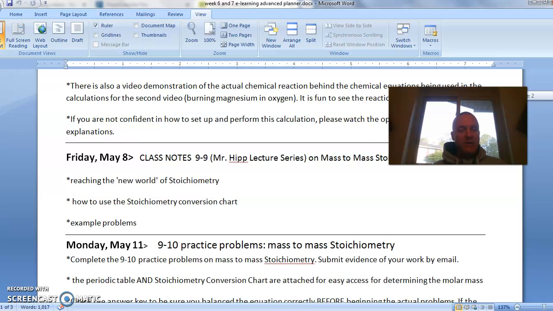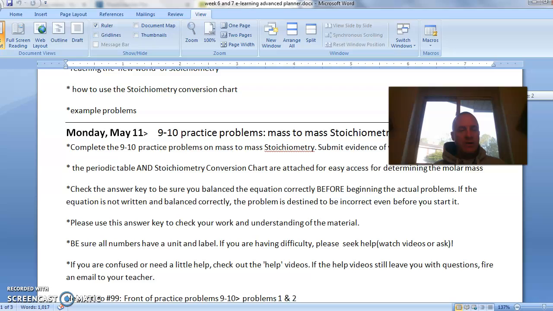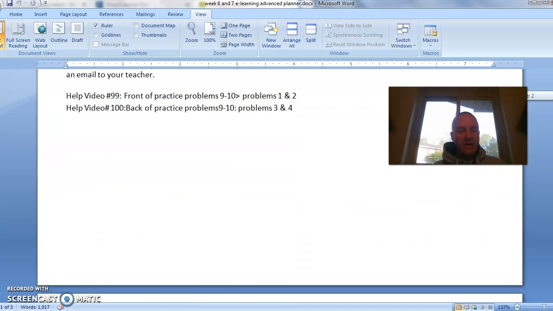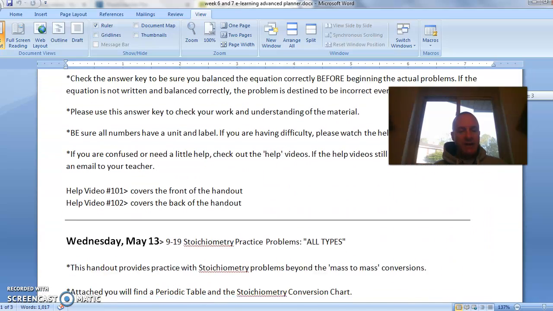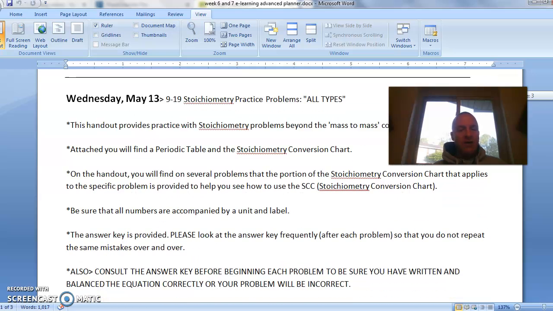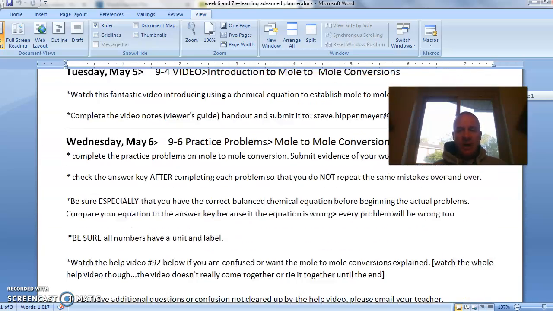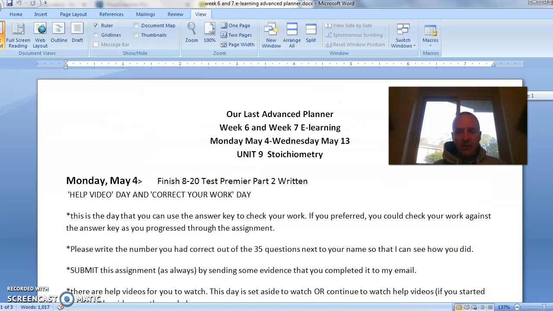And then we proceed into next week, which is our final week of e-learning, focusing Monday and Tuesday on practicing mass-to-mass calculations. And then Wednesday, we're going to learn to use chemical equations to calculate all sorts of different things, and that's called stoichiometry. Stoichiometry is Unit 9, and it is using chemical equations, the proportions contained in chemical equations, to solve for all sorts of different things.